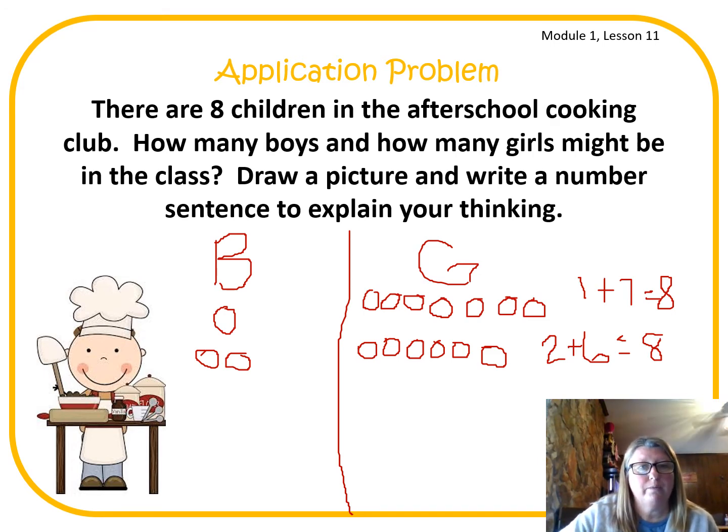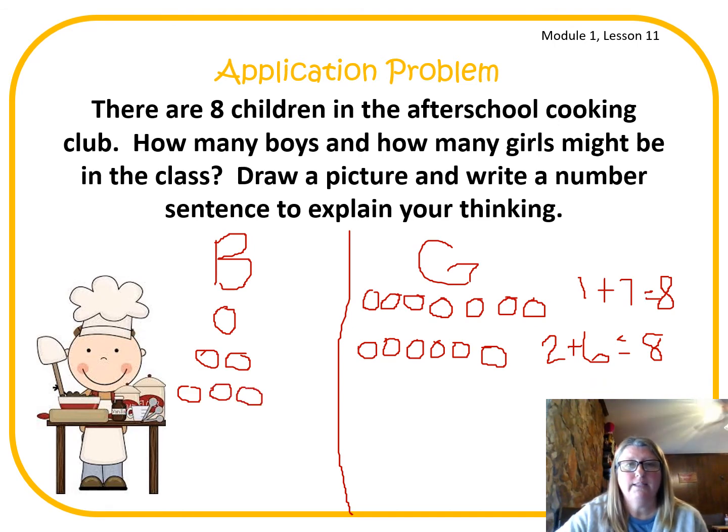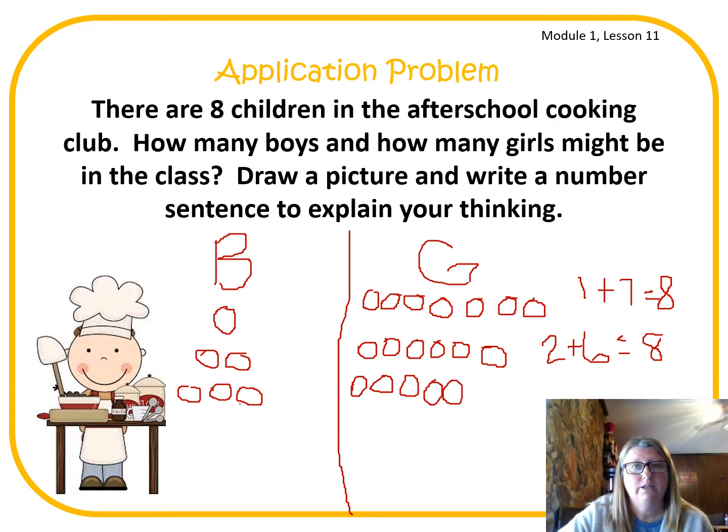Now imagine there were 3 boys in the class. So 1, 2, 3. We gotta see how many girls would be in the class. So 3, 4, 5, 6, 7, 8. All right. So that number sentence would be 3 plus 5 equals 8.